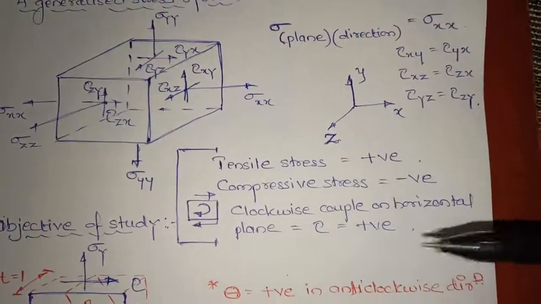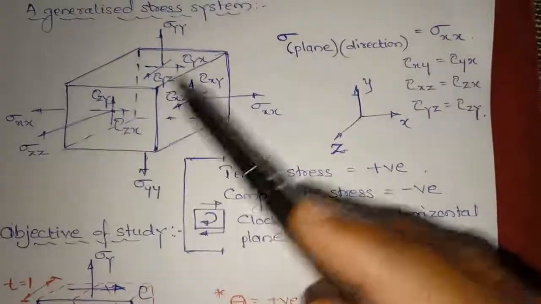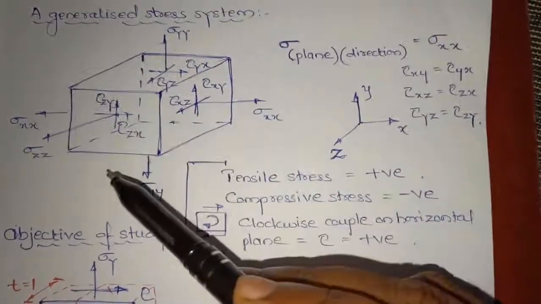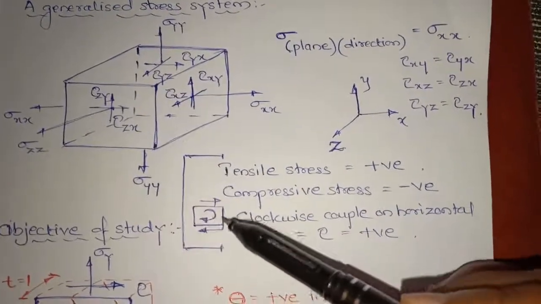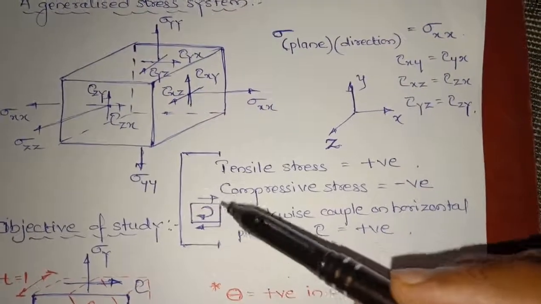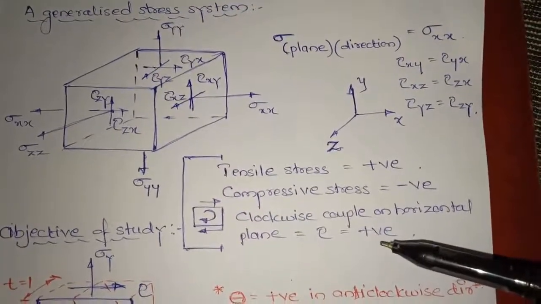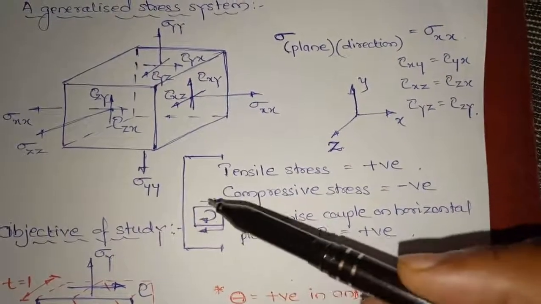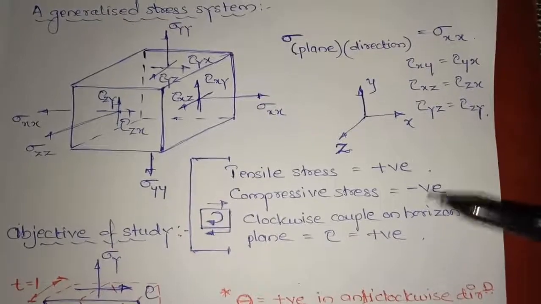Clockwise couple on horizontal plane. Here I have indicated a 2 dimensional figure, if let us say the z dimension is unity or negligible. So here on a horizontal plane, if the tangential stress is making a clockwise couple, then the shear stress tau is positive. If on the horizontal plane it is making an anti-clockwise couple, meaning the direction is reversed, then shear stress will be negative. This is the sign convention.